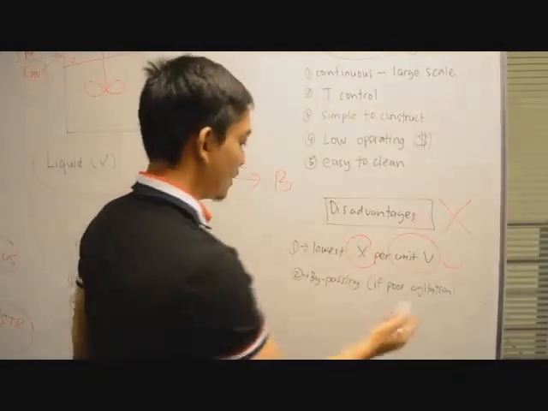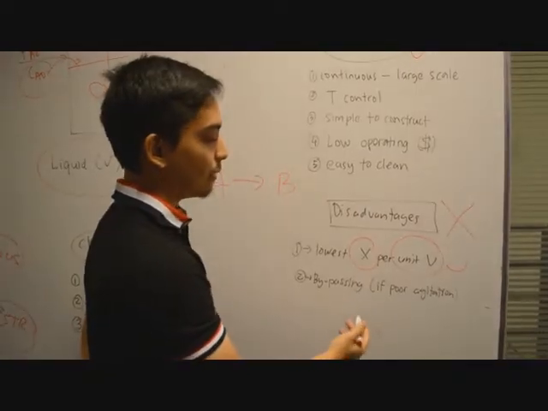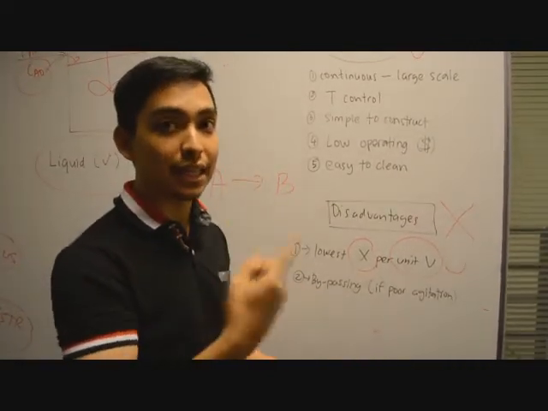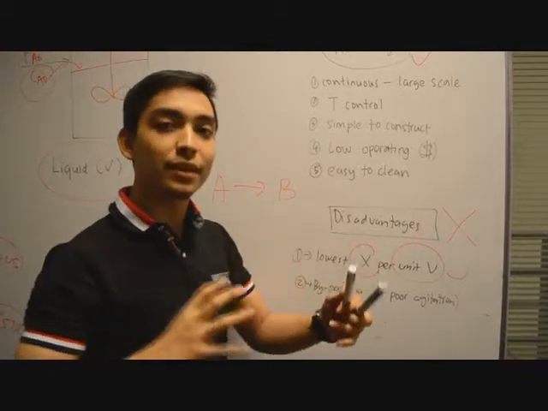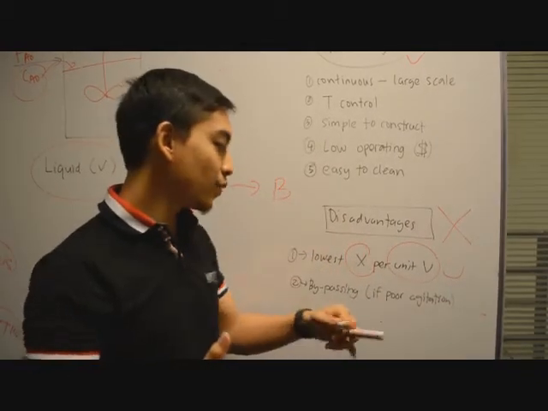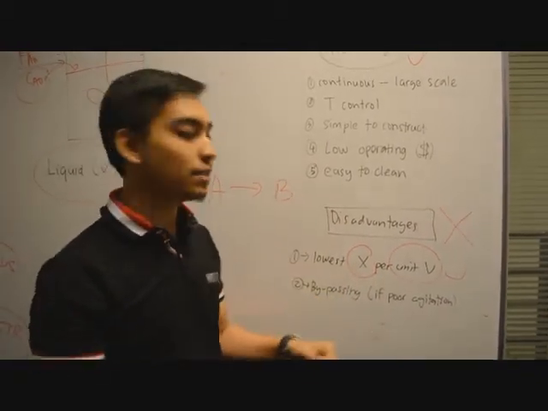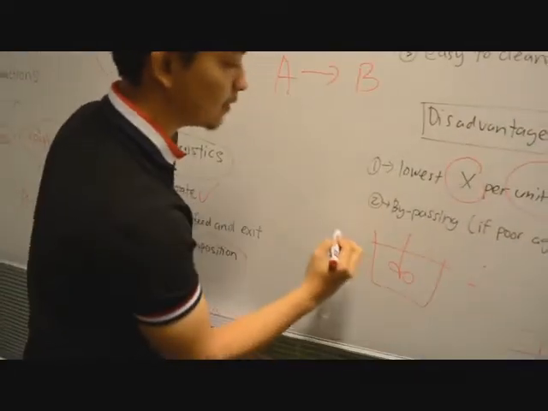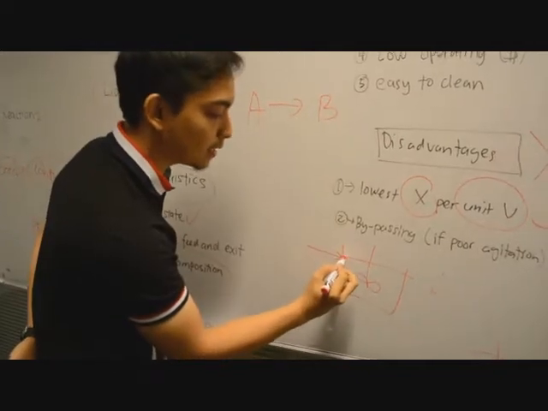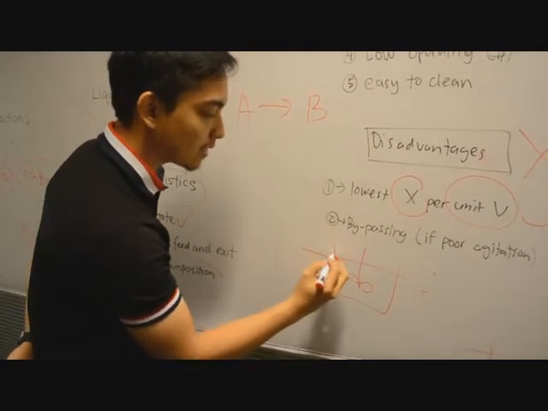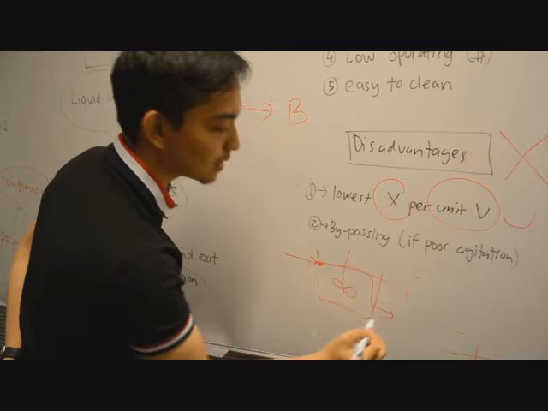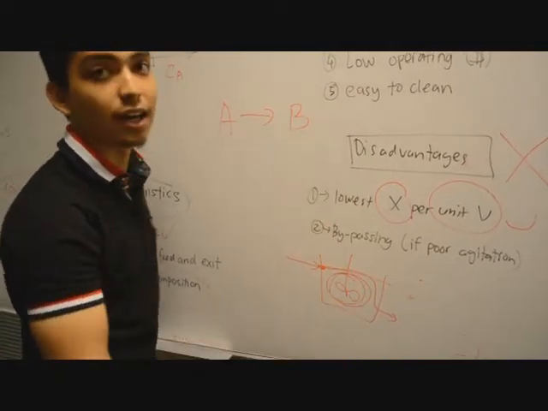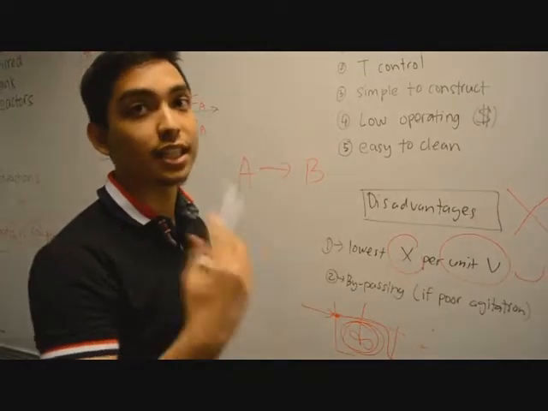Second of all, bypassing may happen if poor agitation is used, meaning that if something is wrong with your impeller and the mixture is not properly mixed together, there will be bypassing. Bypassing meaning that, okay, let's take a look at the reactor again. When there's an inflow, there's a possibility that this particular molecule that enters exits the tank straight away without actually being reacted inside the tank if we have poor agitation happening.